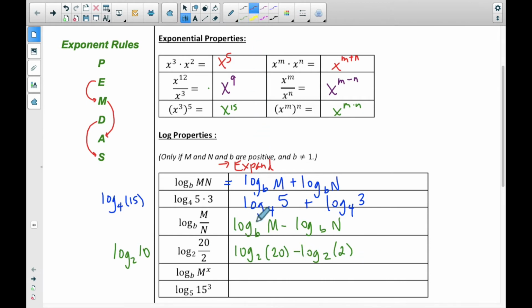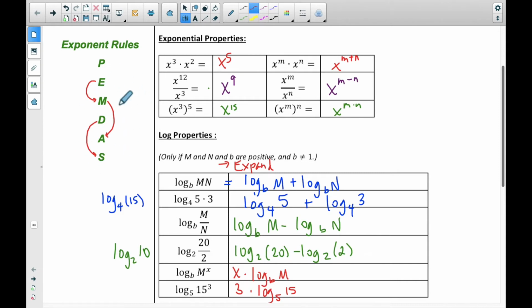And then finally, this last example is not quite as obvious. We're going to use this exponent multiply thing. So this is an exponent. We're going to change it into multiplication. And so we get x times the log base b of m. And so if it was written this way, we would say 3 times the log base 5 of 15. Okay, these rules, these properties are ones that you have to memorize.